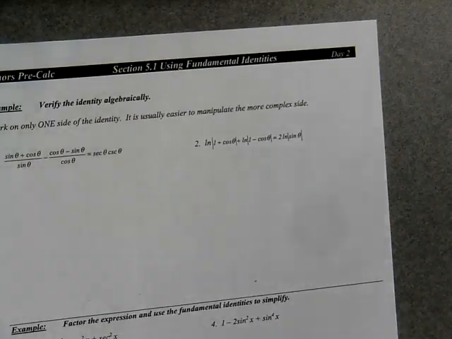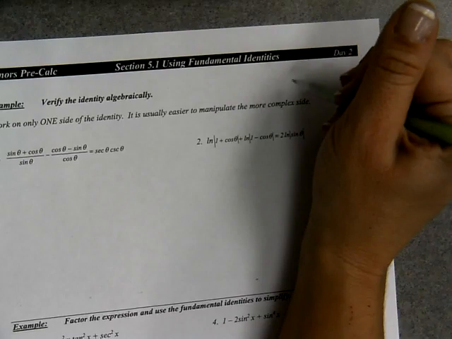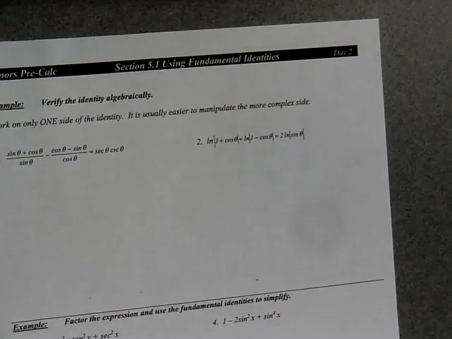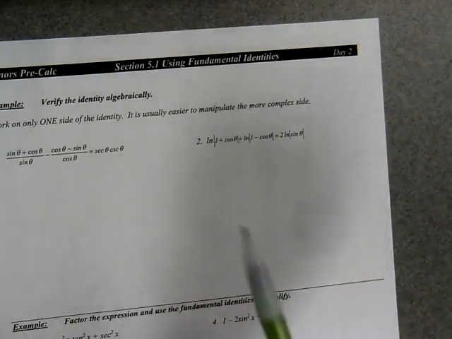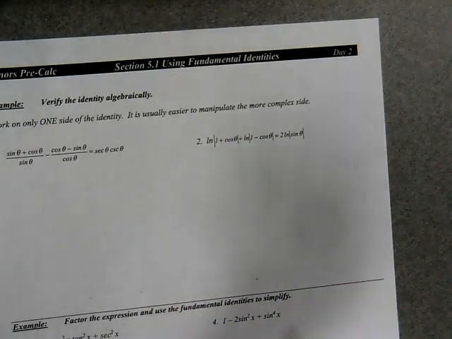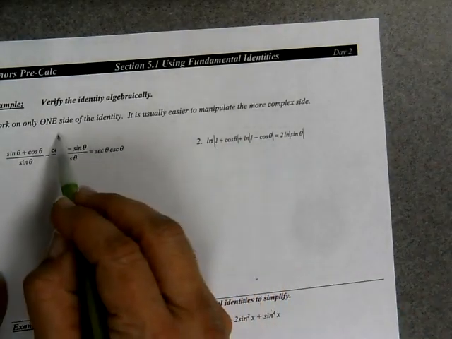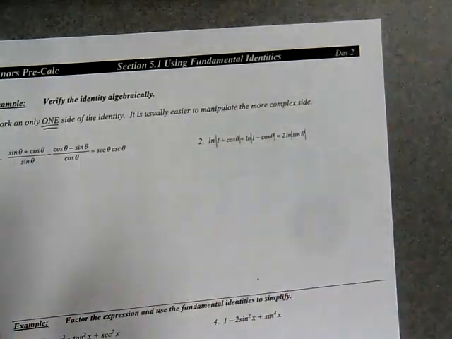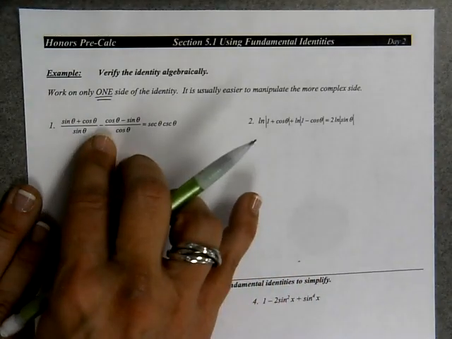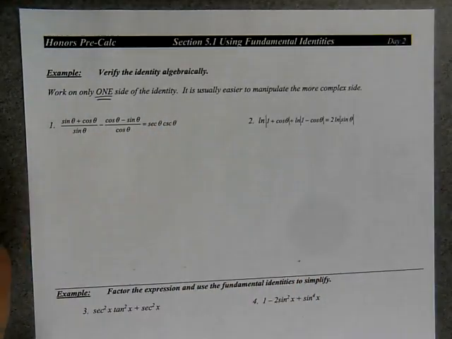Okay, today we're going to be continuing in 5.1, where our goal is to use fundamental identities, and we are going to continue just practicing verifying the identity algebraically. Remember that when we do this, we only work on one side of the identity. We don't work on both sides and meet in the middle. We choose one side to start with and make it match the other.